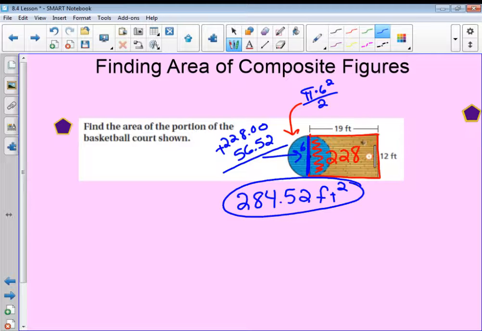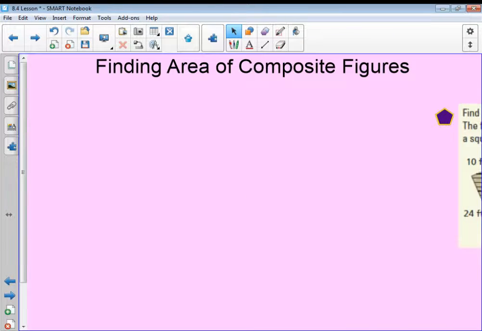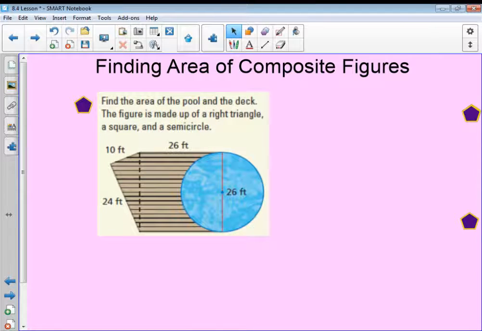Okay, once again, you want to break it into shapes that you know. I didn't want to do the whole circle because then I would have had to subtract off this part right here that was shared with that rectangle. So I chose to do a rectangle and a semicircle. We can't include the whole circle because it was only part of it.